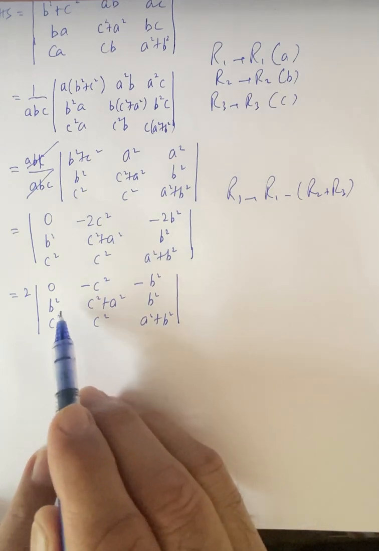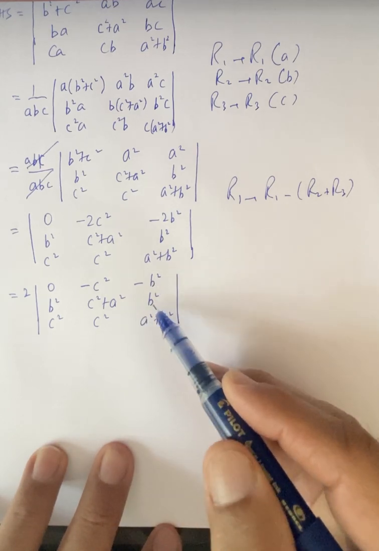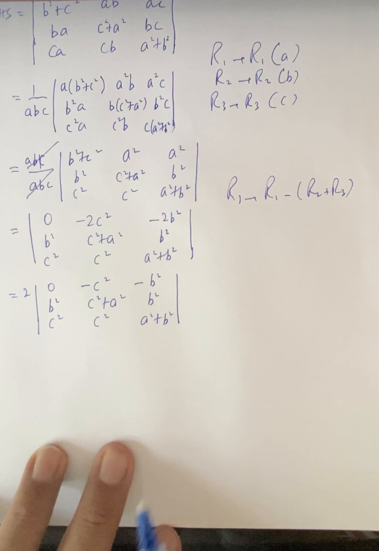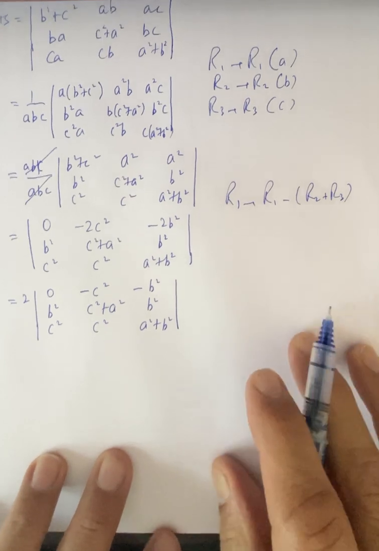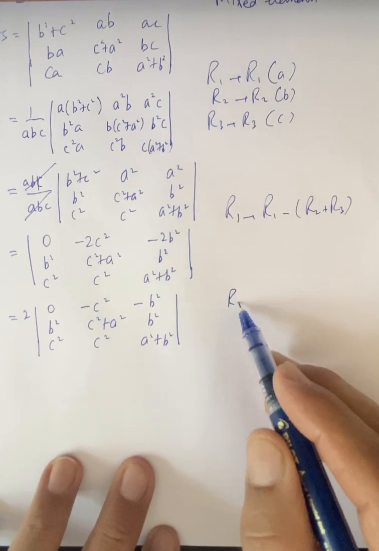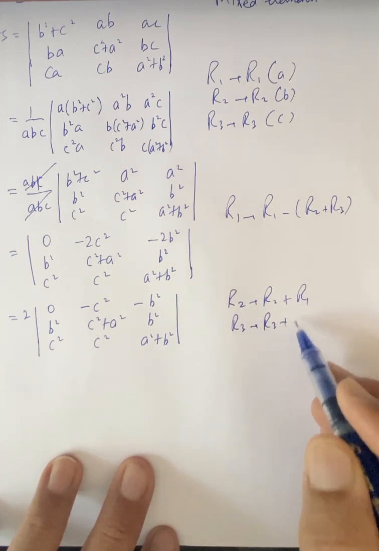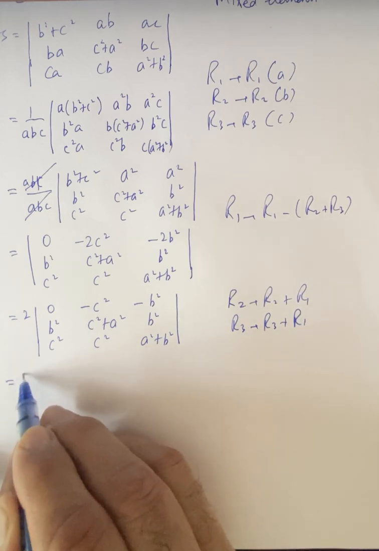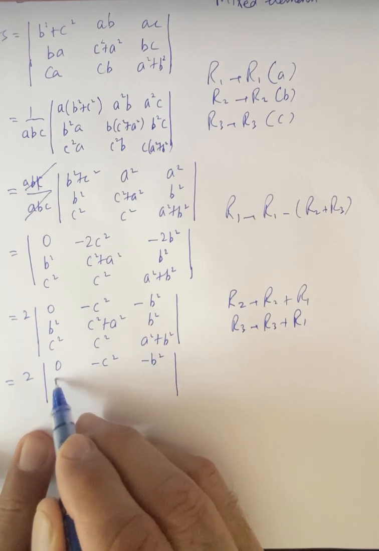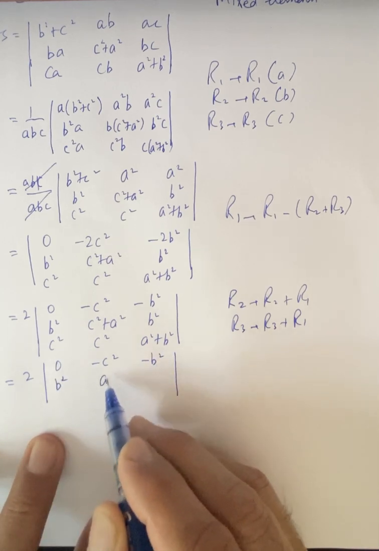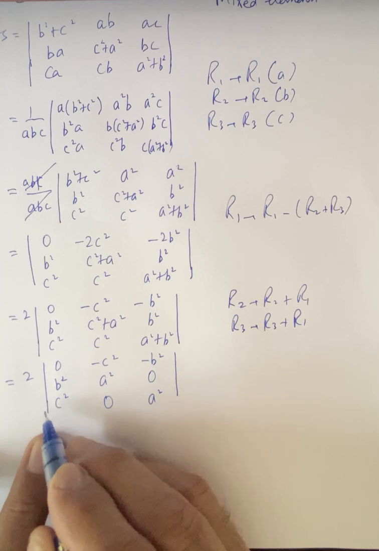We can have more zeros. Let's see how. This plus this will be 0 here, and this plus this will be 0 here. So we will have three zeros in the determinant. After that we can expand. Change R2 to R2 plus R1 and R3 to R3 plus R1. This is 2 outside, 0, minus c square, minus b square; this is b square, a square, this is 0; this is 0 and this is a square. So three zeros, let's expand.